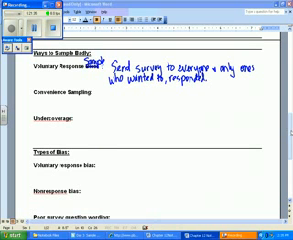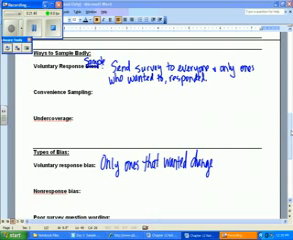And that's what we have down here, voluntary response bias. Only the ones that wanted change, that were unhappy, responded. And so those two are tied together. And so you get those two, the voluntary response sample creates that voluntary response bias. Okay. All right, convenient sampling.